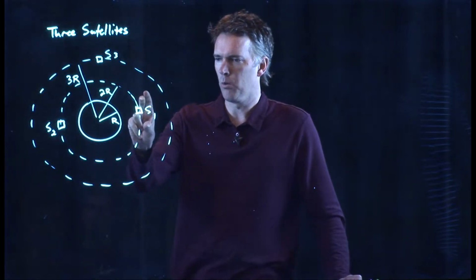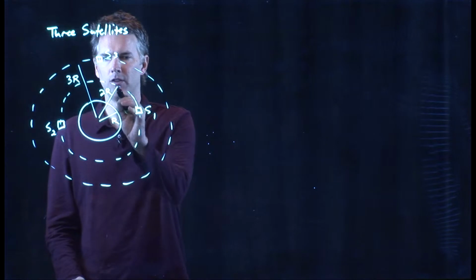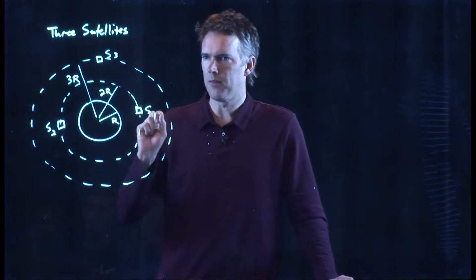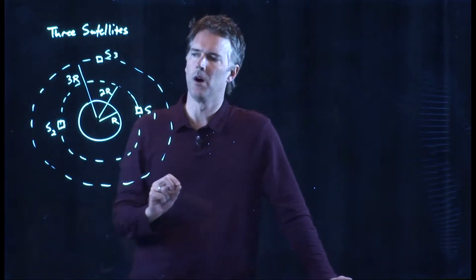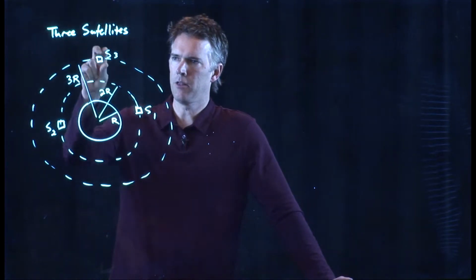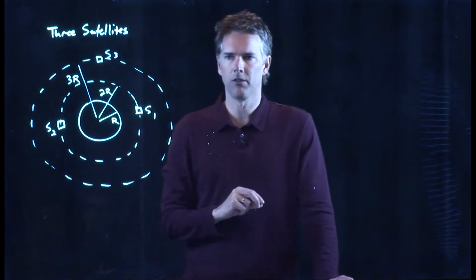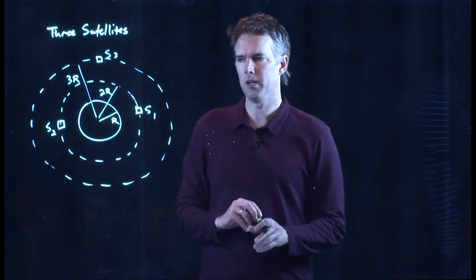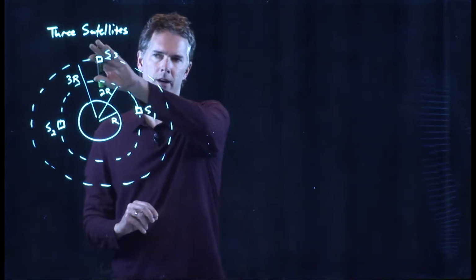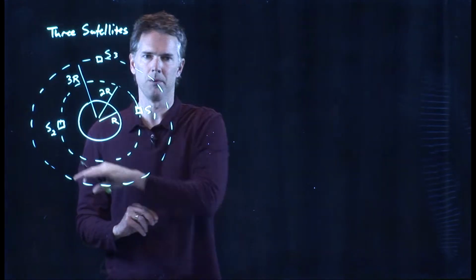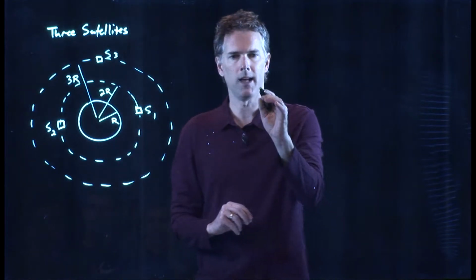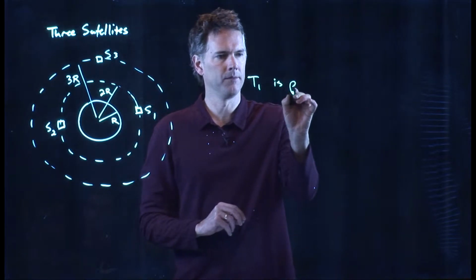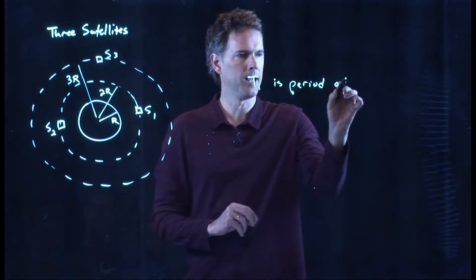One, S1, is out at a distance 2r from the center of the Earth. S2 is at the same altitude. It's also 2r from the center of the Earth. And then the third, S3, is at a distance 3r from the center of the Earth. Okay? And let's see if we can figure out what the period of S3 is compared to some of these others. And before we do that, let's tell you the following. T1 is the period of satellite S1.